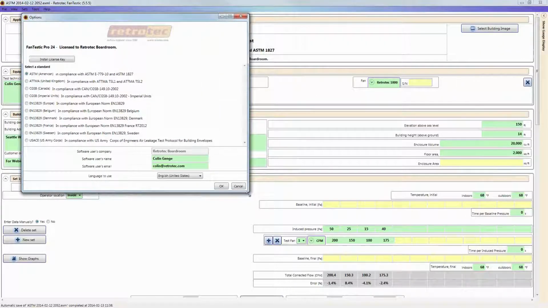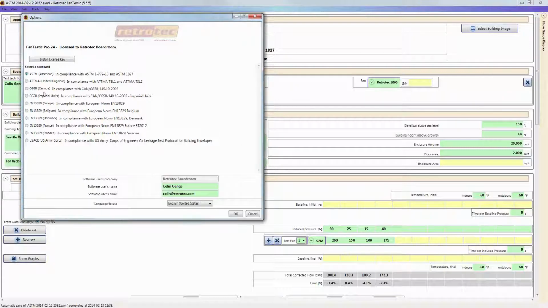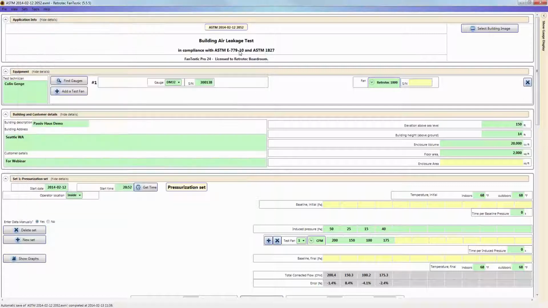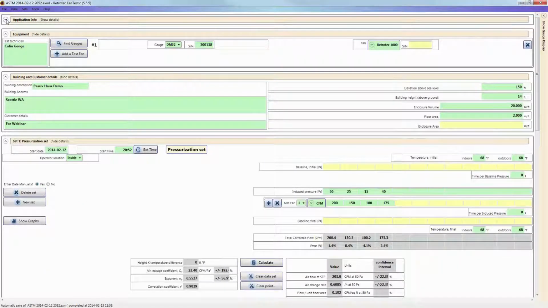So in here, we have the choice of running ASTM, CGSB, European norm, which is essentially the ISO standard. We've got the European versions, Belgium, Denmark, France, Sweden, all that stuff. One of these will be the standard that you will be doing your final blower door test to. So I've got this set right now on the ASTM standard. So we'll just wrap that piece up.